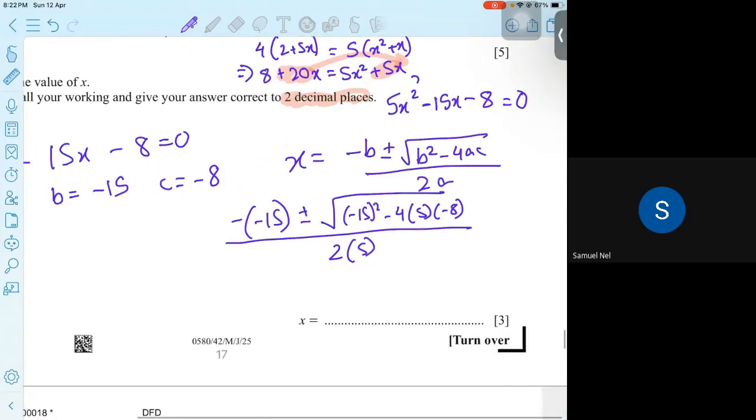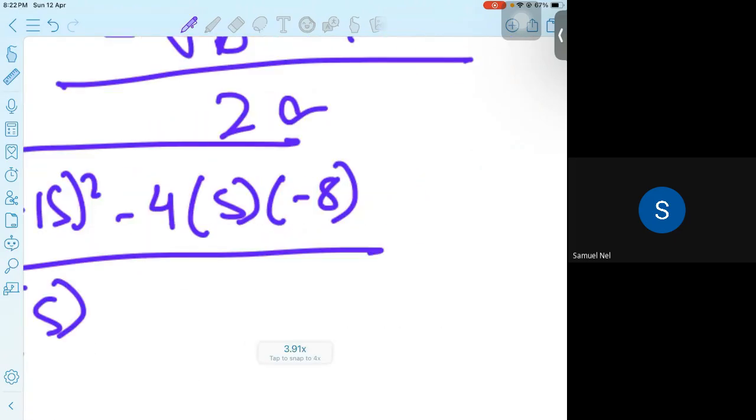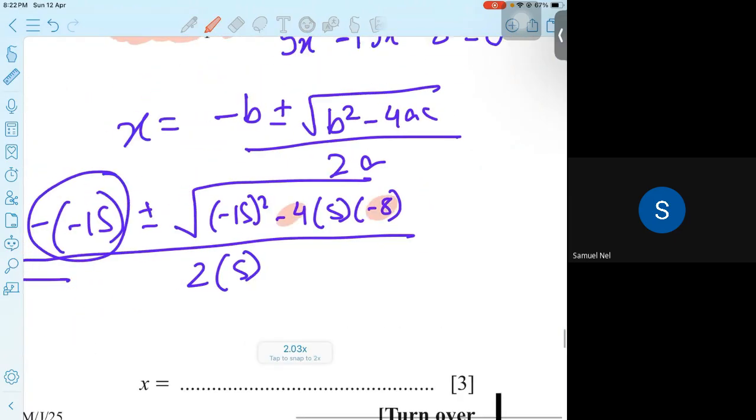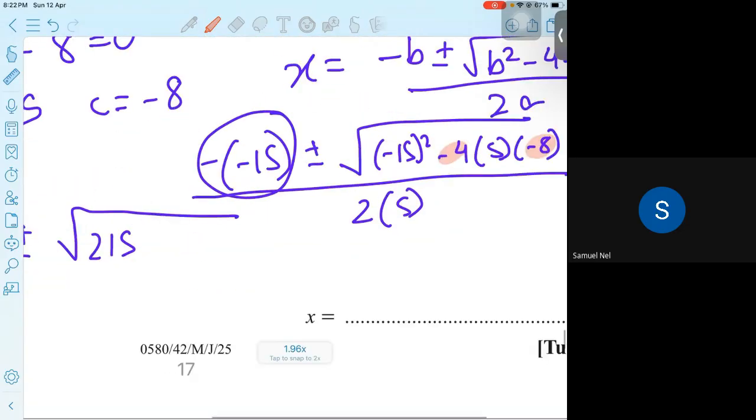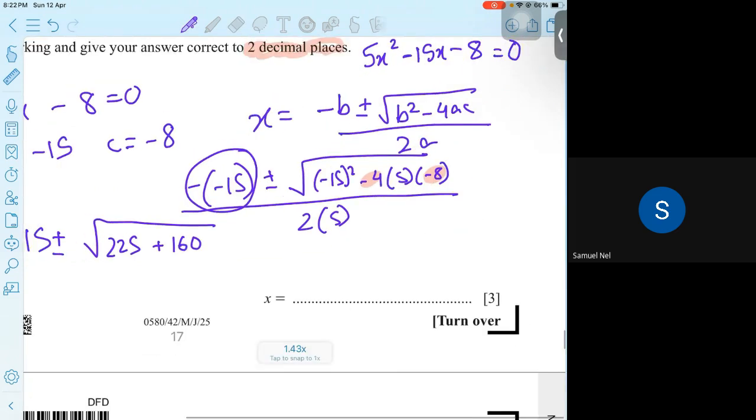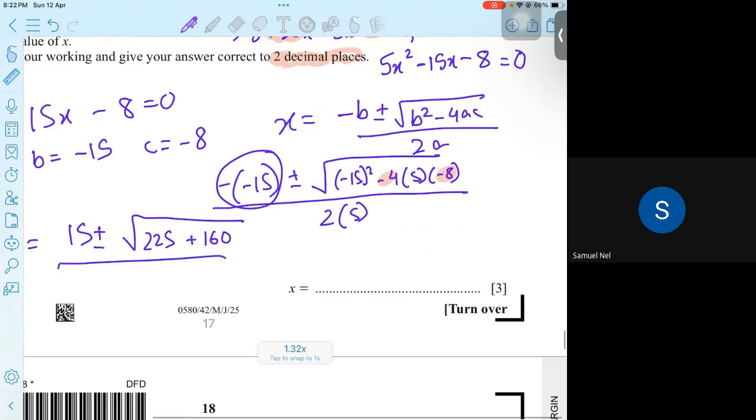Okay? So this becomes just 15 plus or minus, I think 15 squared, 15 tens are 150. This is 225. This is minus 4 into minus 8, that is 32. 32 fives are 160. So plus 160. Sorry, this is 225, and then all over 10.